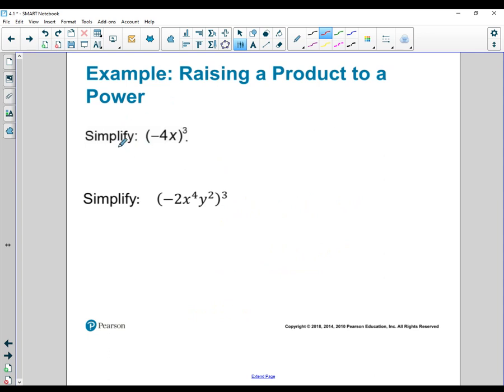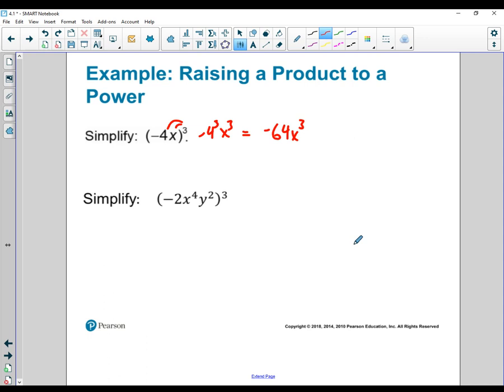Okay, simplify. We pretty much just stick the exponents in. So we have negative 4 to the third times x to the third. What is that? Negative 64 x to the third.